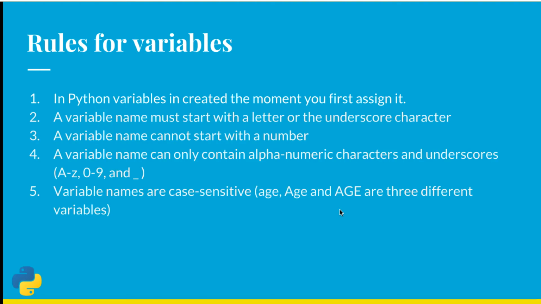But whenever you create a variable, there are some ground rules. These are the rules. Whenever you create a variable in Python, it is created the moment you first assign it. So whenever you assign a value to a variable, Python creates that particular variable. Whenever you write a variable, it should not start with a number, and it should always start with a letter or the underscore character. And a variable name can only contain alphanumeric characters and underscore.